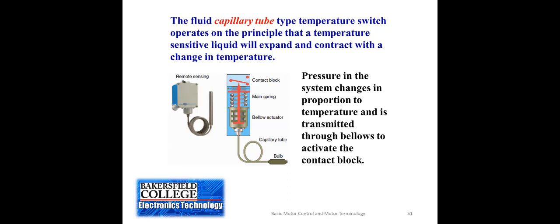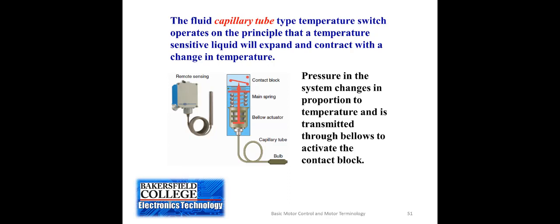But what is happening is that at the end of the capillary tube is something called a bellows. A bellows is like a balloon in the sense that as you add pressure to it, it expands. But the way the bellows is made is that when pressure increases inside of it, it only moves in one direction.